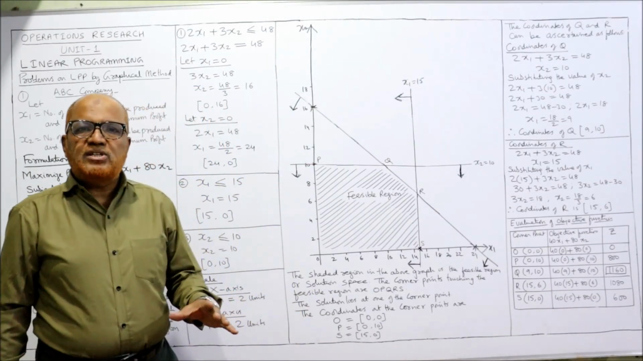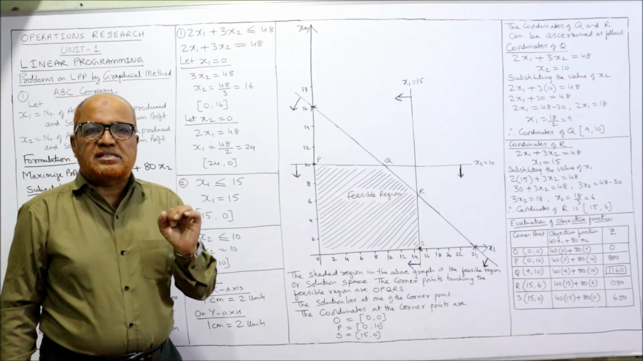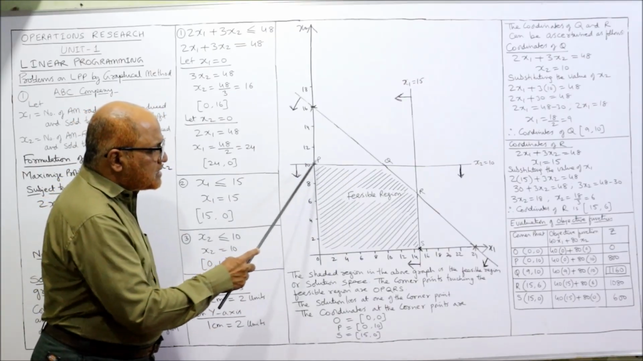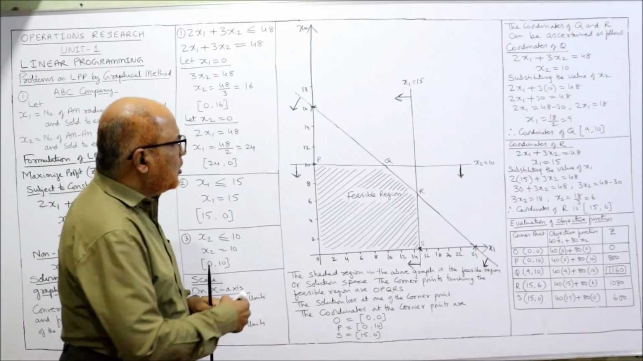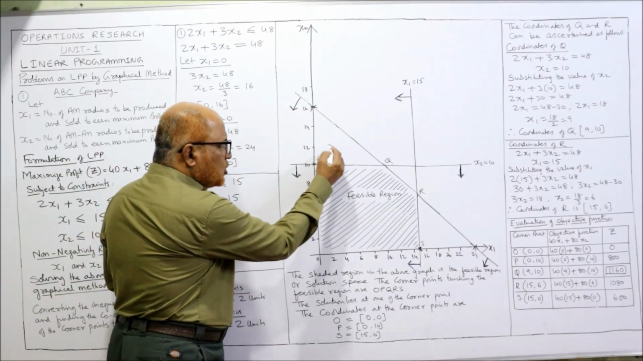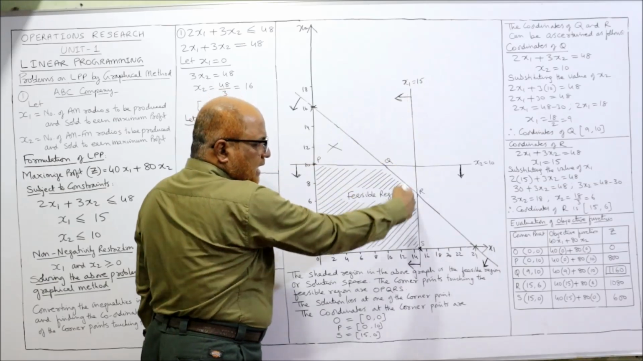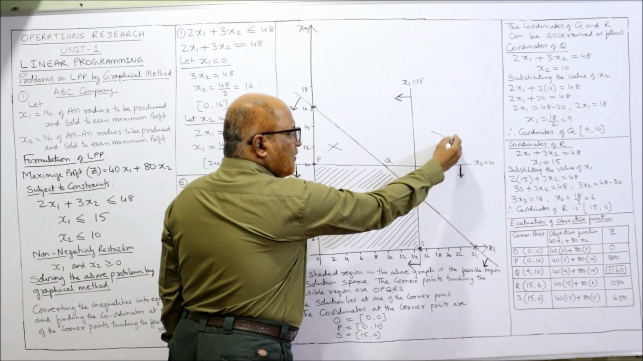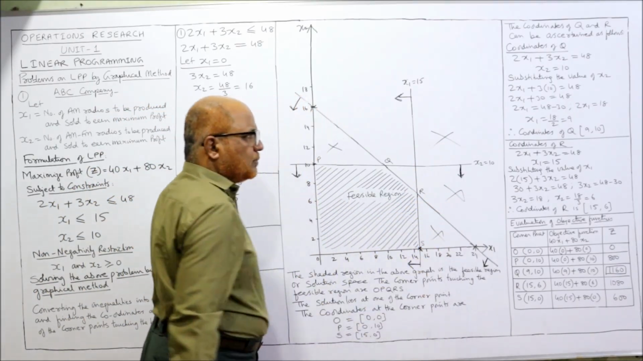Now we have to see which is the feasible region. Feasible region means solution space. How to find it? This line says the solution is downward. That means our solution is not above this line, because it is showing a downward arrow. So our solution is not here. Similarly, this straight line says the solution is towards the left, so we don't have any solution on the right side.